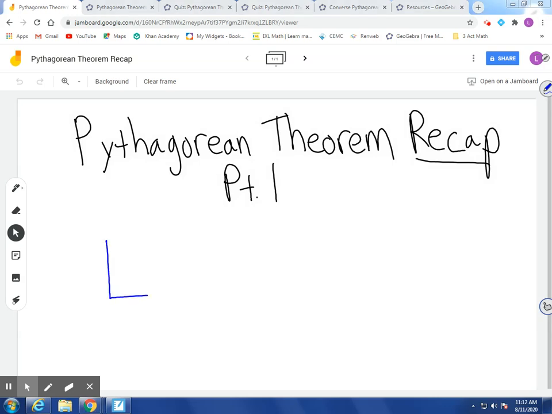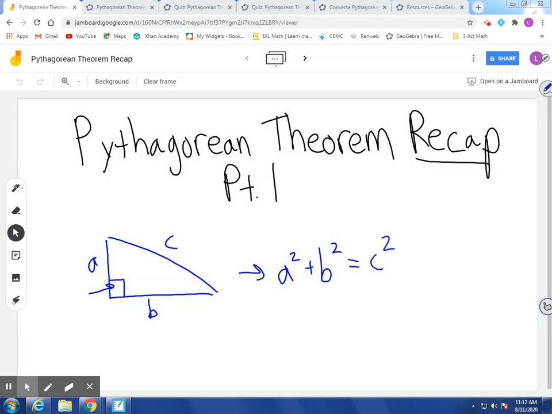It is a conditional statement, and the way the conditional statement works is that if we have a right triangle, so it's got to have that fancy little box that means it's a right triangle, we can take the side lengths and it follows this rule. We can take the two legs, a and b, square each of them, a squared plus b squared, and set that equal to the square of that last one, which is c.